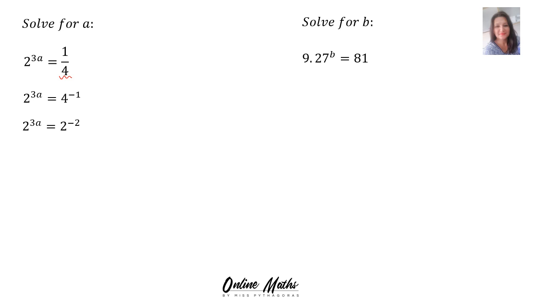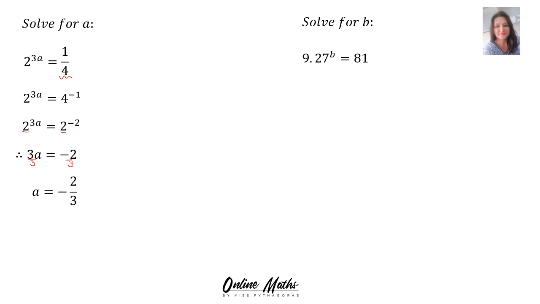And then you can say your bases are the same, therefore you can equate exponents and it becomes 3a is equal to negative 2. And then to solve a, divide by 3, divide by 3. A is negative 2 over 3. The next example, solve for b.